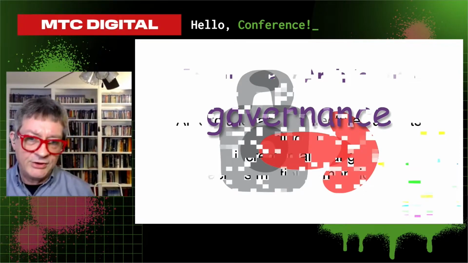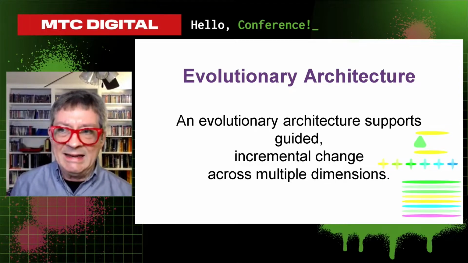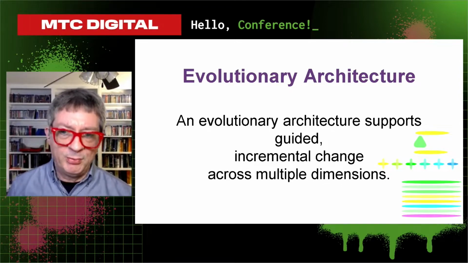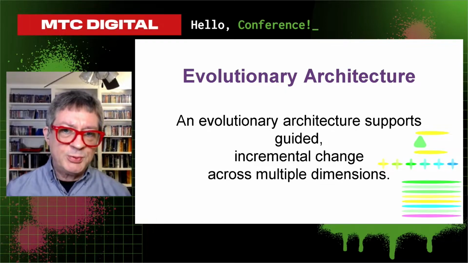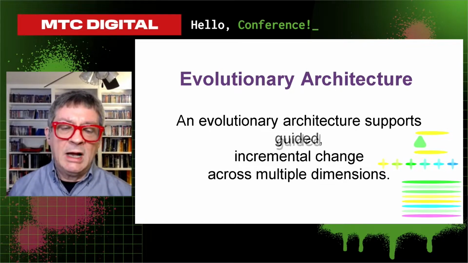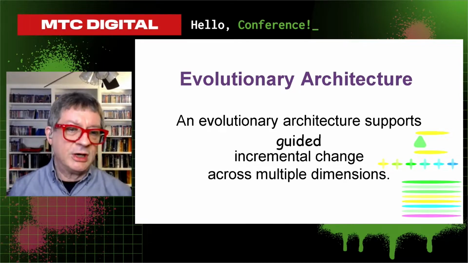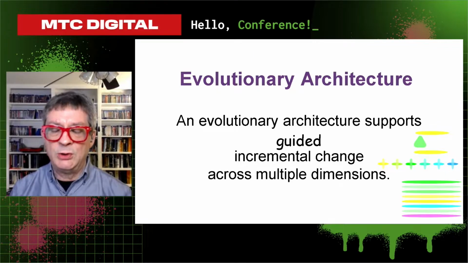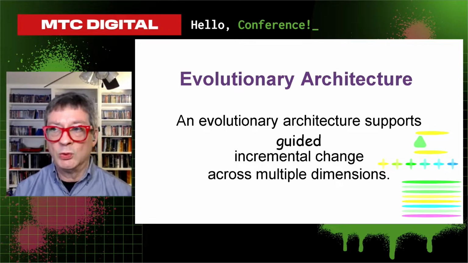So here is our definition. An evolutionary architecture is one that supports guided incremental change across multiple dimensions. And I'll talk about this definition in three parts, the first part of which is guided. This comes from one of my co-authors, Dr. Rebecca Parsons, who's the CTO of ThoughtWorks, spent some time in the genetic computing world.